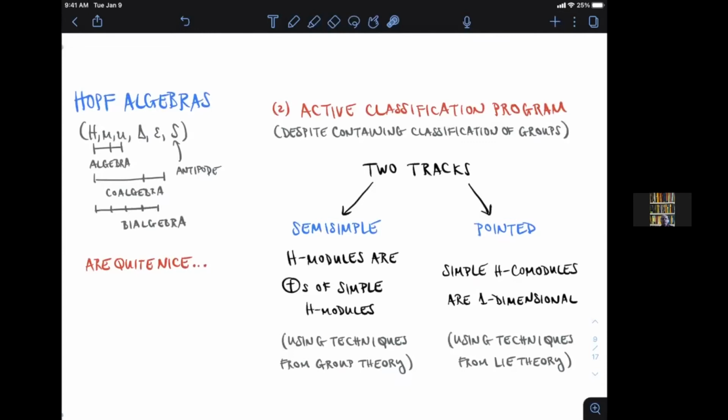What does dimension mean in this setting? I'm sorry to interrupt. Vector space dimension. Vector space dimension. Yeah, thank you.